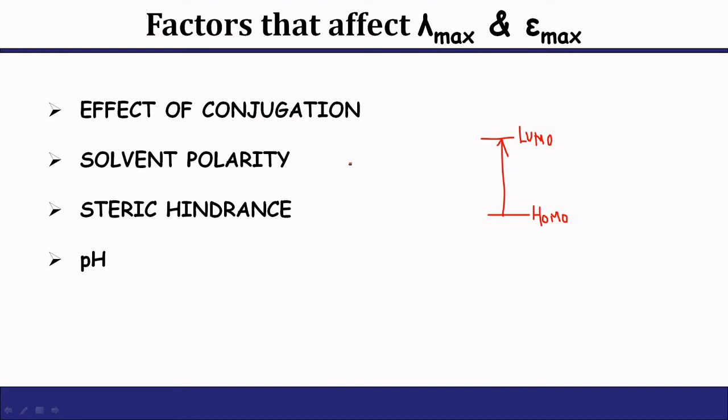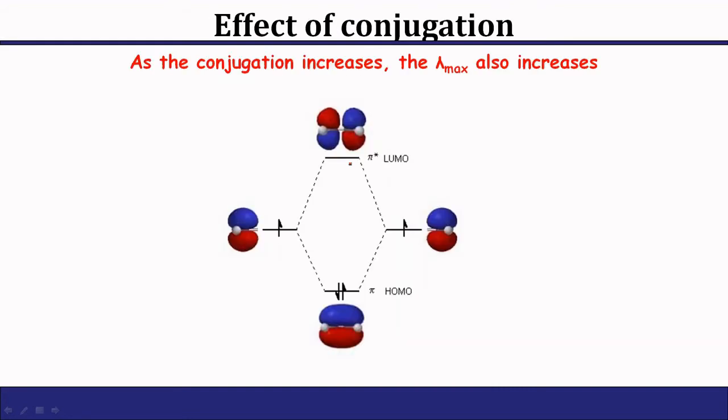First, when we look at the effect of conjugation, as the conjugation increases, the lambda max value also increases. Lambda max increases in the sense it is shifted to higher wavelength side. That means red shift, also called as bathochromic shift. Hope you remember about bathochromic shift.